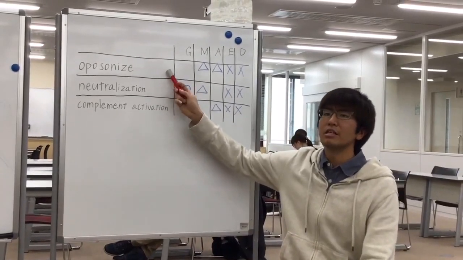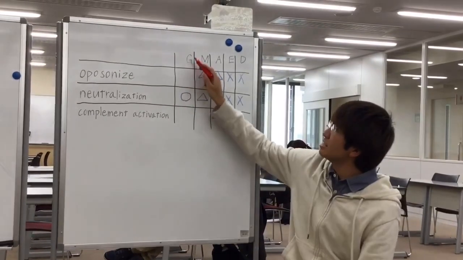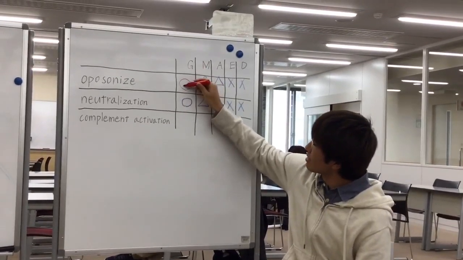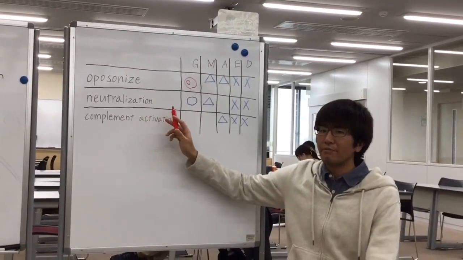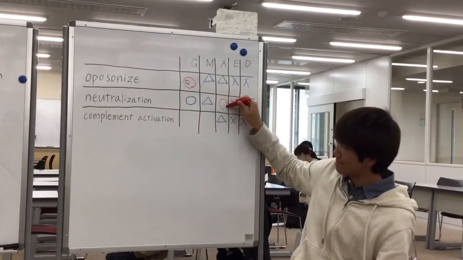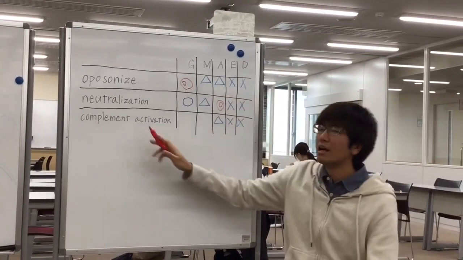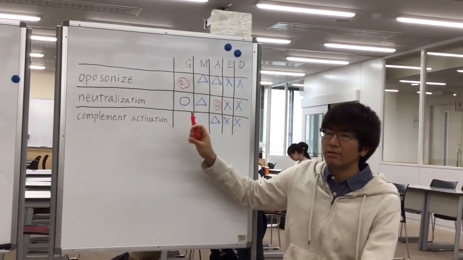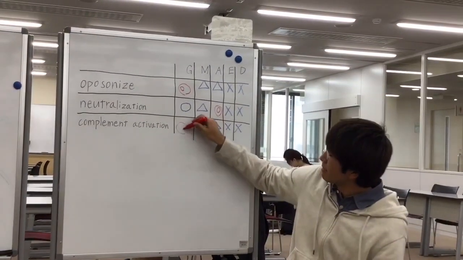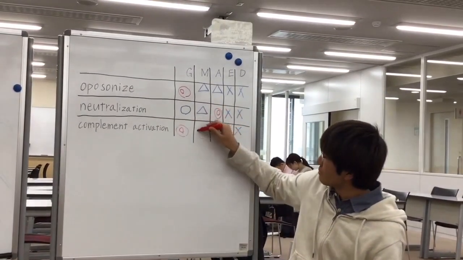Opsonization is mainly performed by IgG. Neutralization is mainly performed by IgA. Complement activation is mainly performed by IgG and IgM.